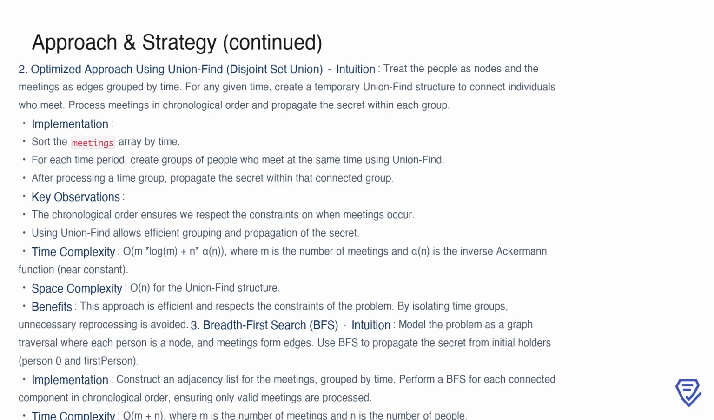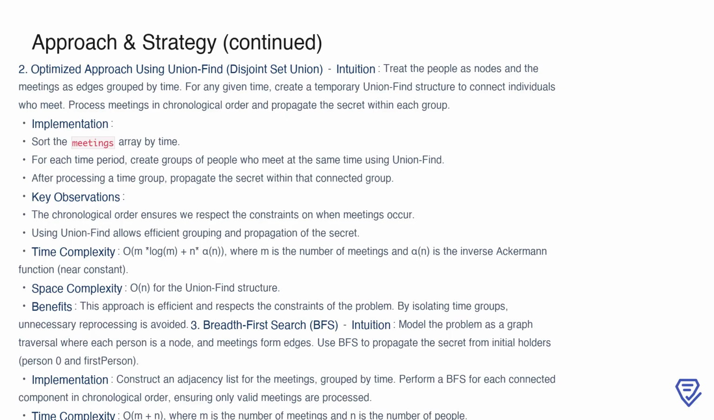The implementation begins by sorting the meetings array by time. For each time group, we use union-find to create connected components of people who meet simultaneously. After processing a time group, the secret is propagated to everyone in the connected group. There are several advantages to this approach.